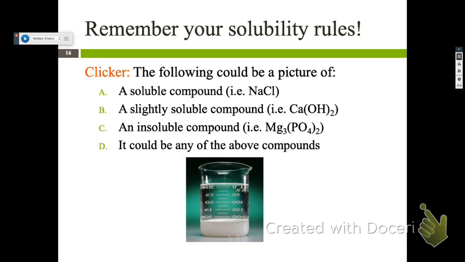The soluble compound will have a much higher degree of sodium and chloride ions floating in here than the slightly soluble compound, calcium hydroxide, which will have some ions, many fewer. And then the final one is insoluble, which will have very few ions floating around in here.